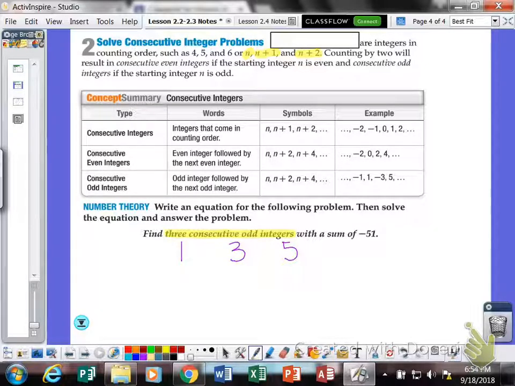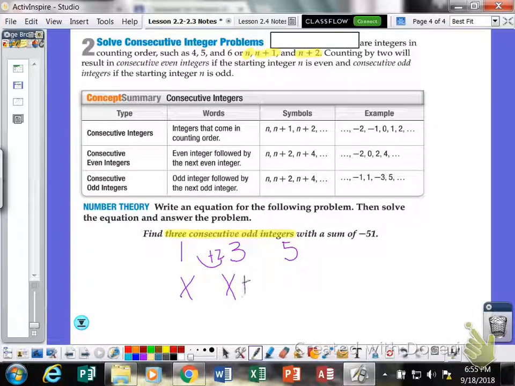So 1, 3, 5. Well, what if it could be any number like x? How do I go from 1 to 3? Well, I had to add 2. So to get 3, I would have to take the original number plus 2 to get the next number. Well, how would I get 5 then? Well, 1 to 5 would be add 4, so this would be x plus 4. So I want 3 consecutive odd integers: x, the second one x plus 2, the third one x plus 4, with a sum.